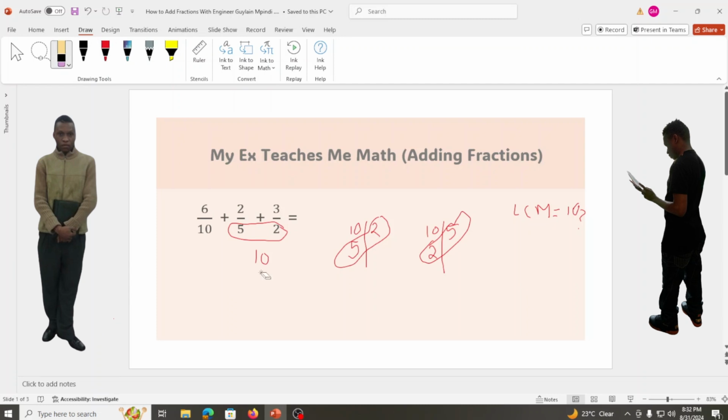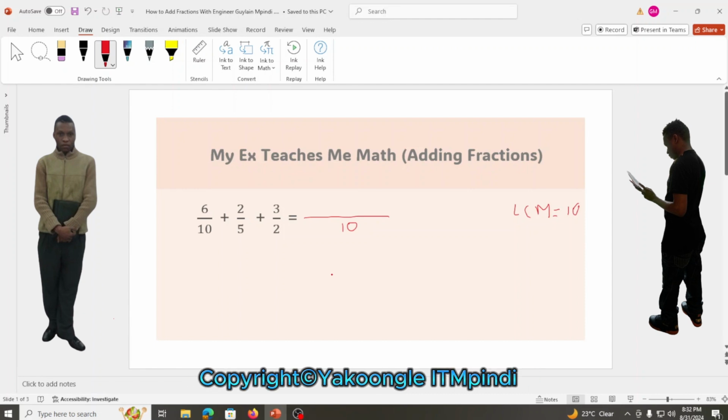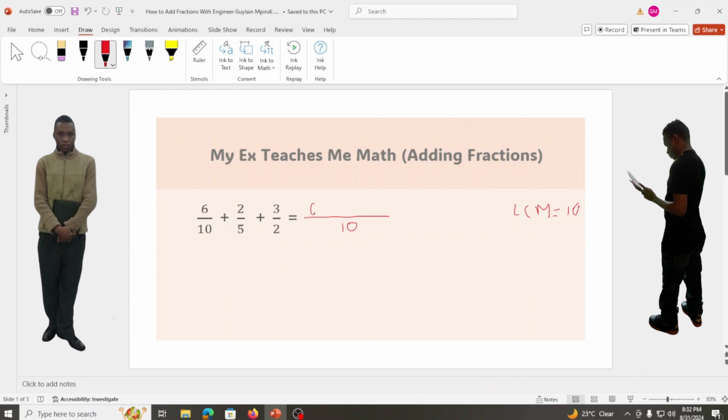So this is how we're gonna do it. Now we're gonna put the line here. Okay, we're gonna put the line right there. Now this 10, this is the one we're gonna put right here. Okay, so our LCM is 10. Now we're gonna write 7 here. I mean we're gonna write 6 here. Okay, plus.